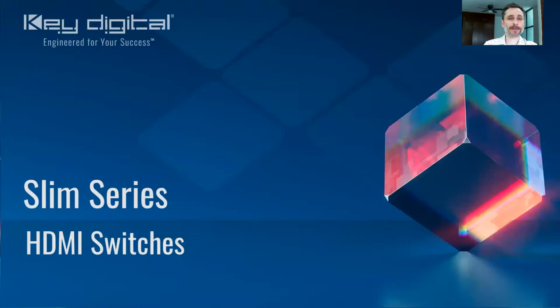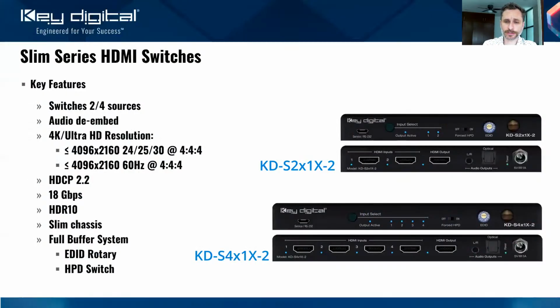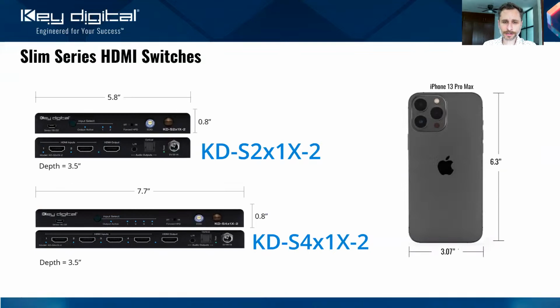But again, not every application requires all of that. I think it's really cool, and I love that kind of stuff. But here's our Slim Series switcher, which is obviously a smaller form factor. But we see the stuff that makes it reliable, like our full buffer technology, the stuff that makes it the latest and greatest and worth spending money on, like 4K resolution, 18 gigabit per second bandwidth, HDCP 2.2 support, and HDR10, all supported. How small are the Slim Series?